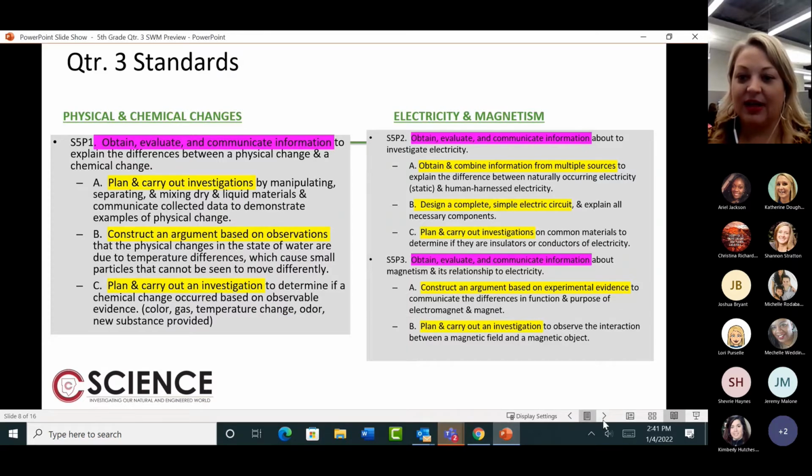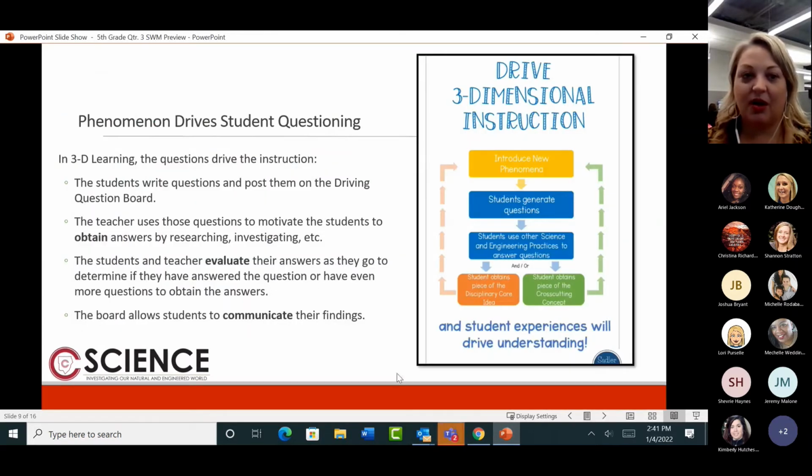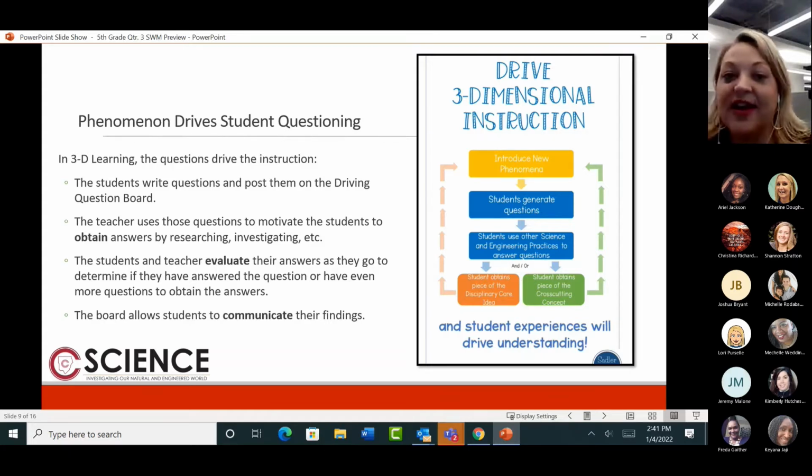All right, let's move on to phenomenon driving student questioning. Three-dimensional science starts with a phenomenon. If you look at this little infographic, you're going to introduce a new phenomenon to students related to the standard, and then students are going to write questions and post them on a driving question board, or you can call it a KWL, you can call it a See-Think-Wonder chart.